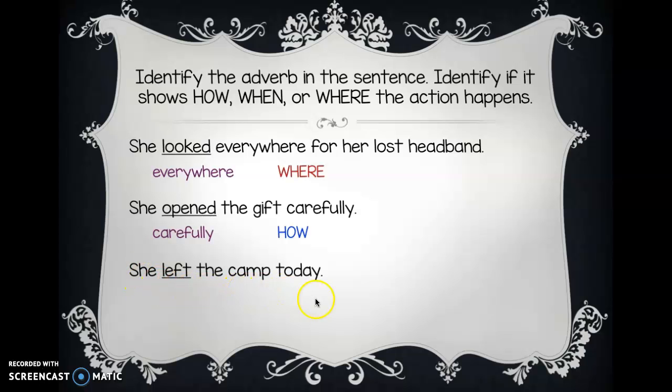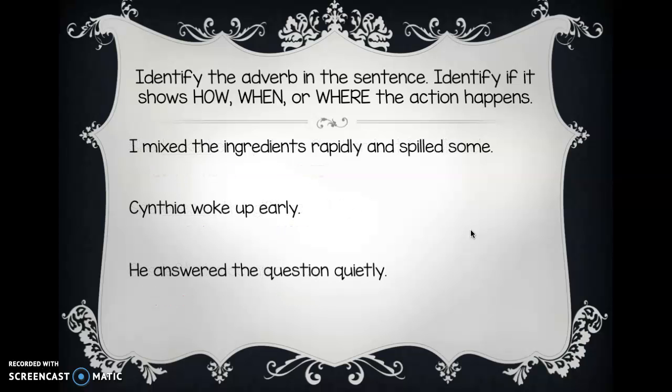She left the camp today. Left is your action here, but is there a word that describes how, when, or where she left the camp? That's right. Today. Today answers when she left the camp. Let's try some more. These are a little bit more difficult because I haven't identified the verb for you. You have to find the action.